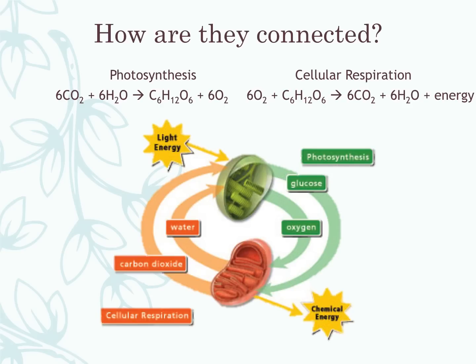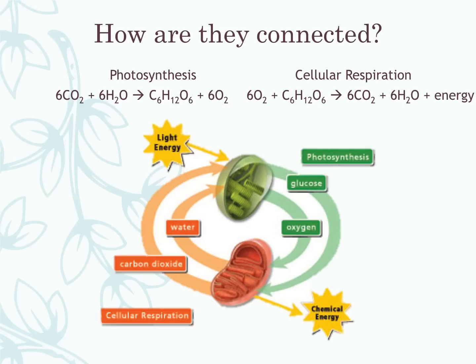Then take a look at the equation for cellular respiration. You also need to write this down. 6 O2, 6 molecules of oxygen, plus C6H12O6, glucose, yields 6 CO2 plus 6 H2O plus energy. That energy would be the ATP. So looking at those equations, you can see that they're opposite processes. The products of photosynthesis are what go into the reaction of cellular respiration. And then what comes out of respiration goes into photosynthesis.